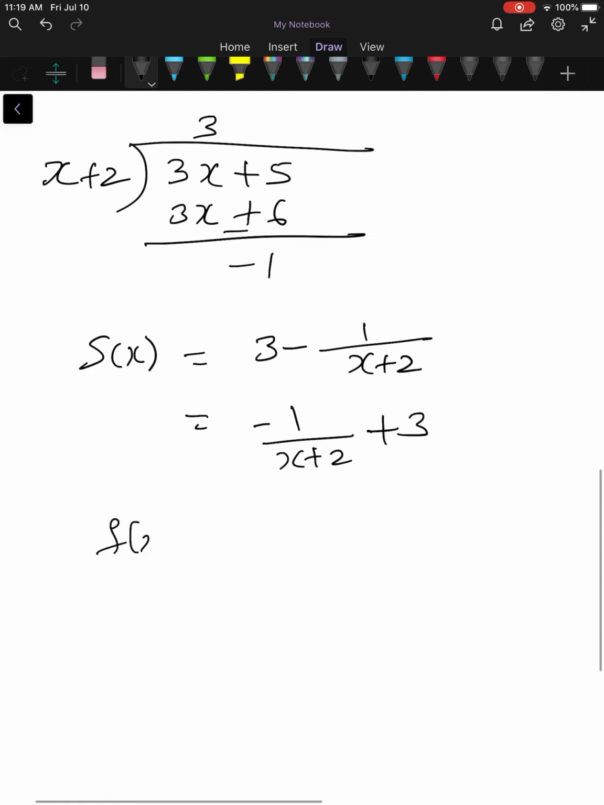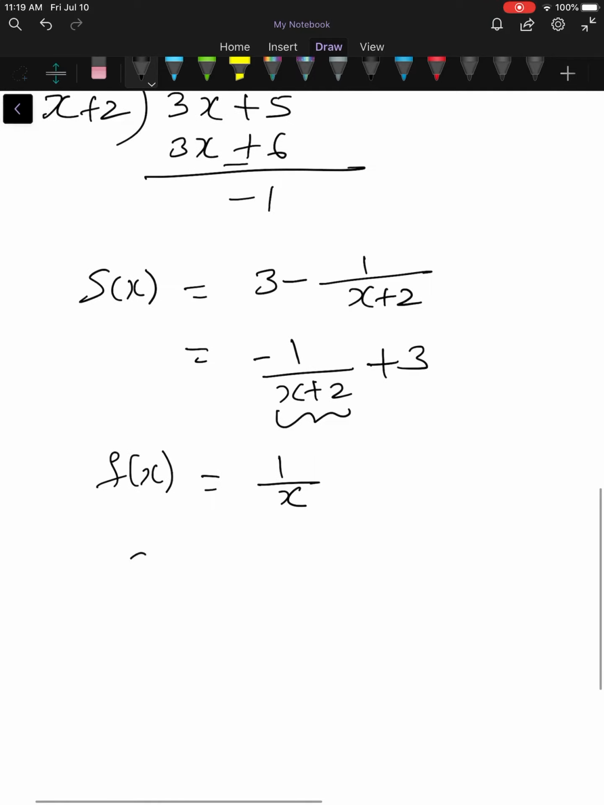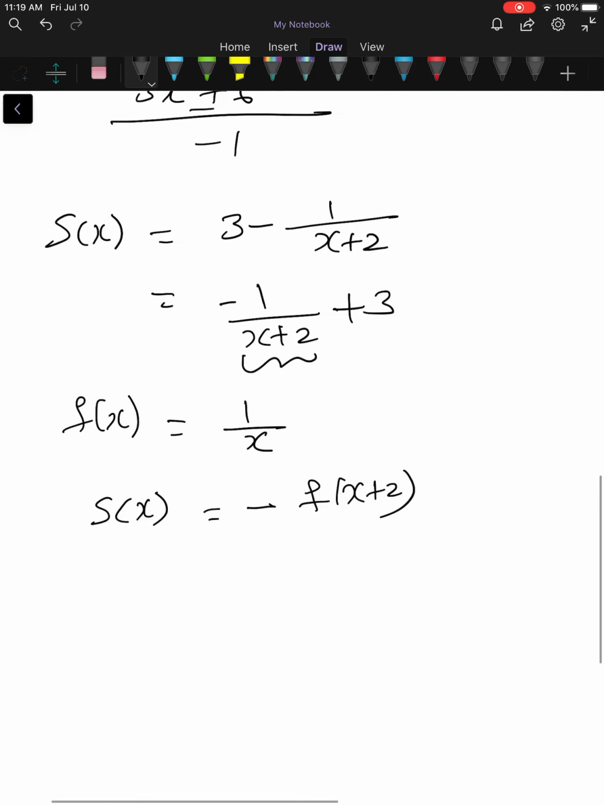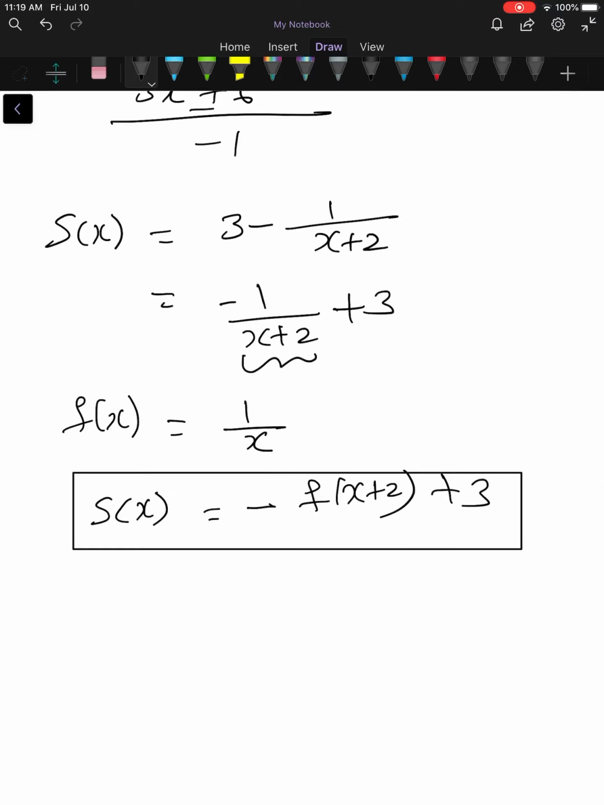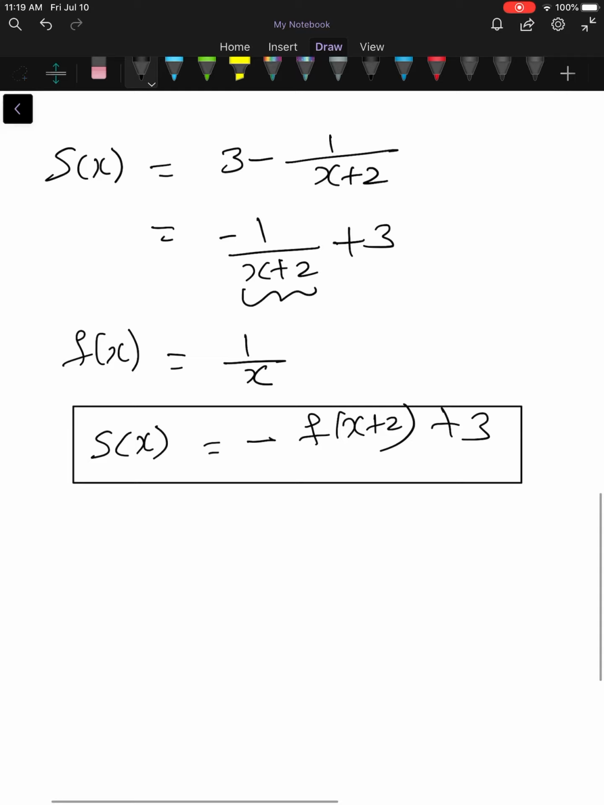If the original function f of x is 1 over x, what is happening to the first term? s of x is nothing but negative f of x plus 2, plus 3. So this is the transformation that is applied on 1 over x to obtain s of x, using the things that you learnt in section 2.6, that is applying the transformation.